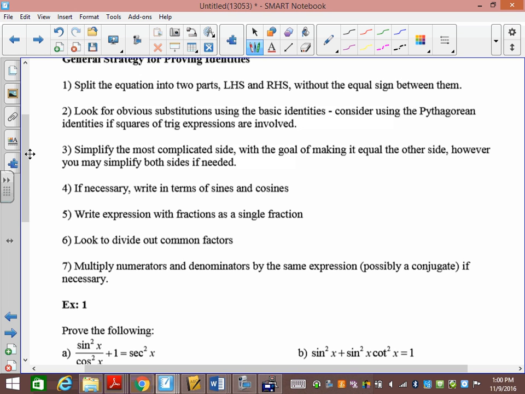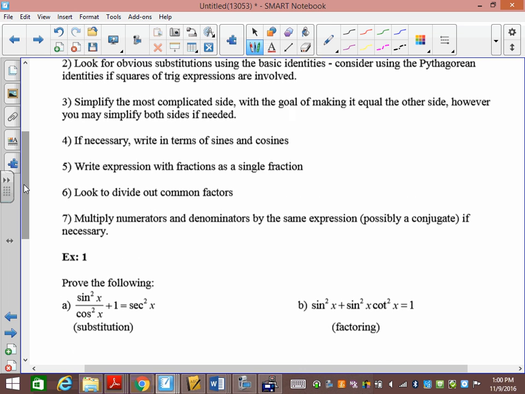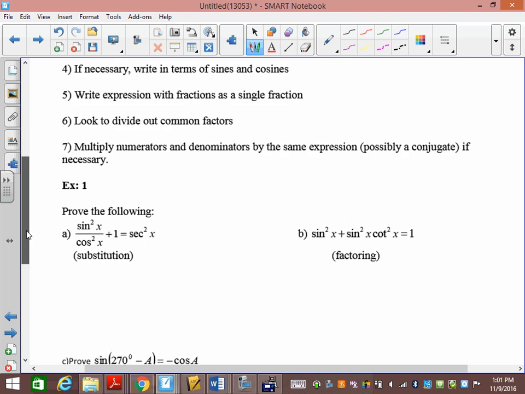If necessary, write in terms of sines and cosines. So that's one thing that I always like doing. Write expressions with fractions as single fractions. So if you have something like sine x over cos x plus 1, you're going to want to write that as a whole thing all over cos x, okay? So if you have a fraction plus something, you want to put that as a full fraction, like we were doing before. Look to divide out common factors, multiply numerators and denominators by the same expression, possibly conjugate if necessary. So if you get 1 plus sine x, or sine x minus 1, or cos x minus 1, right? Then you want to do the conjugate, or plus 1.